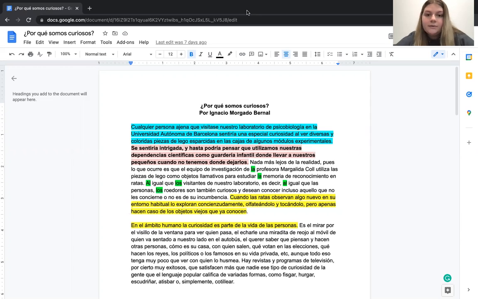The article, Why Are We Curious by Ignacio Morgado Bernal, explains the psychological and scientific reasoning of why our brains are curious. After thorough research, they found that there are neurons within our brains that are activated when the brain is introduced to something new. Researchers have also argued that the neurons activated by curiosity are different from those motivated by other behaviors, such as looking for food.